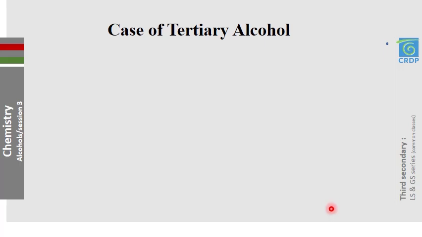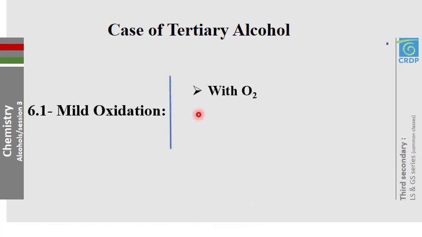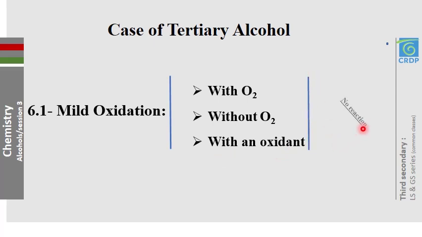So let us make a summary. Oxidation of primary alcohols gives us aldehydes and then carboxylic acids. Oxidation of secondary alcohols gives us ketones. And now, oxidation of tertiary alcohols: in the presence or absence of oxygen, or with an oxidizing agent, it will not take place at all. So tertiary alcohols do not undergo oxidation reactions.